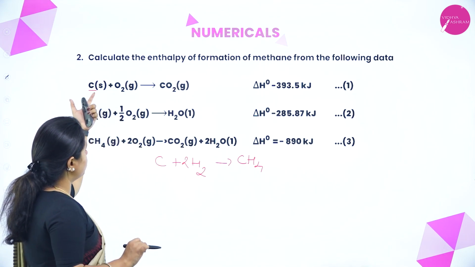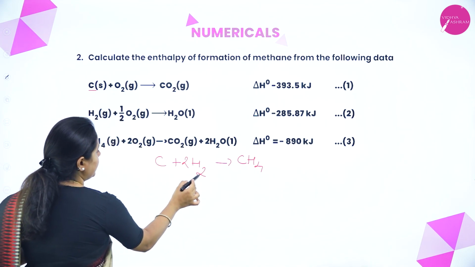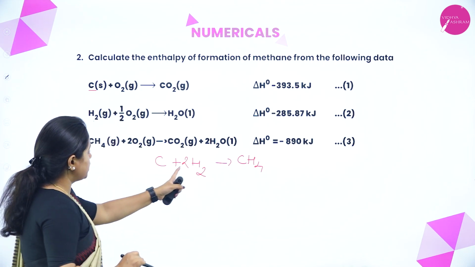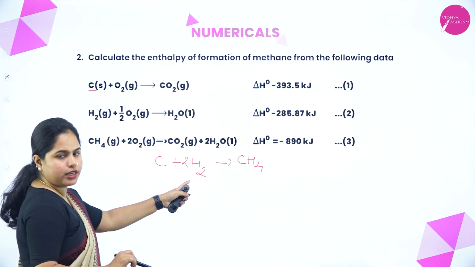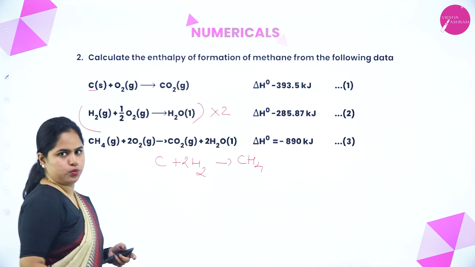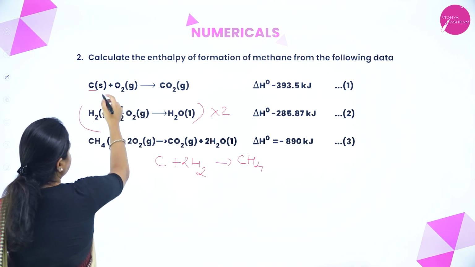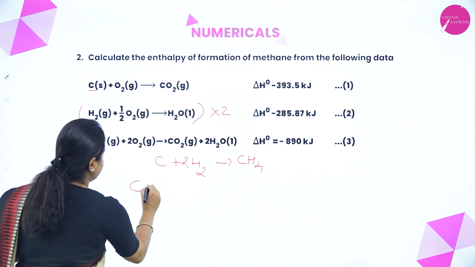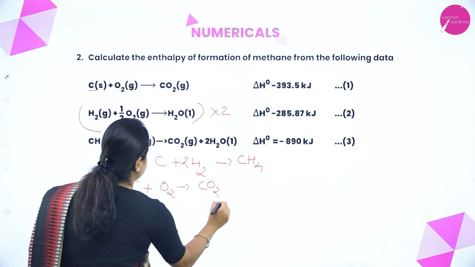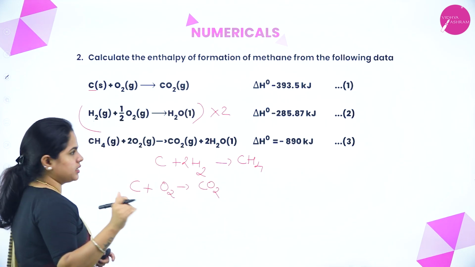And next moving on to the next equation, that is hydrogen. Hydrogen is in the reactant side again, no problem. But it is 2 molecules of hydrogen. Okay, 2 moles of hydrogen. So I multiply this equation by 2. Okay, so I am writing down each of this equation again. That is carbon plus O2 giving carbon dioxide. That equation remains as it is.